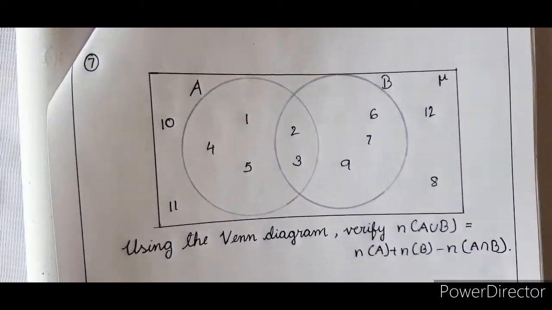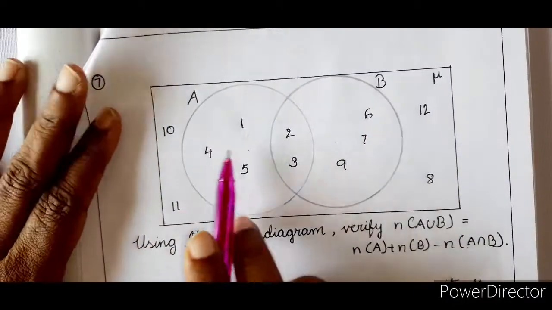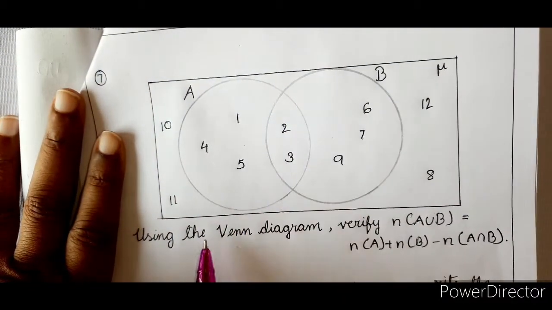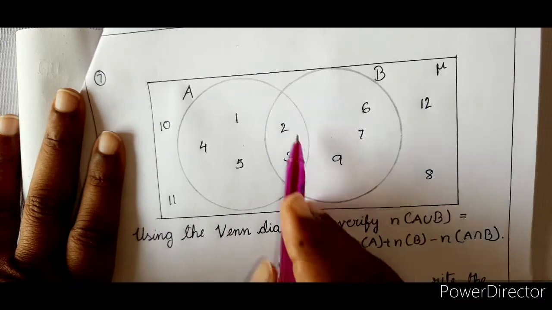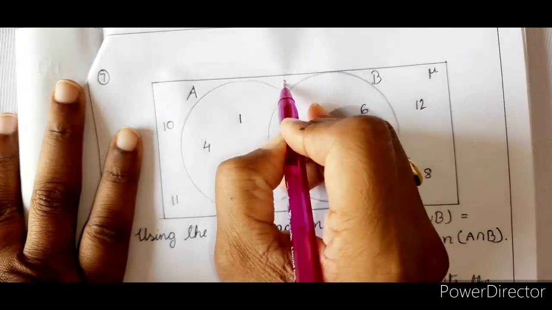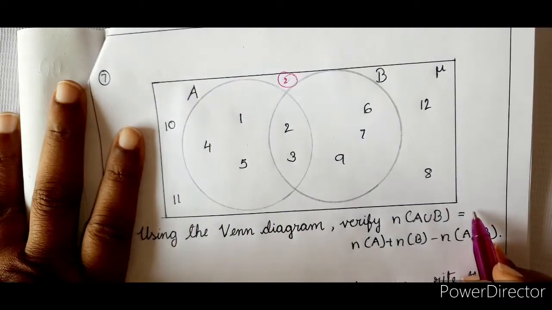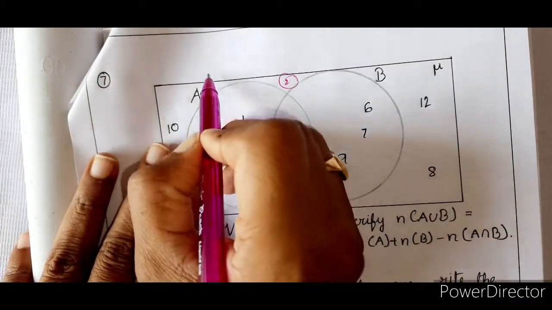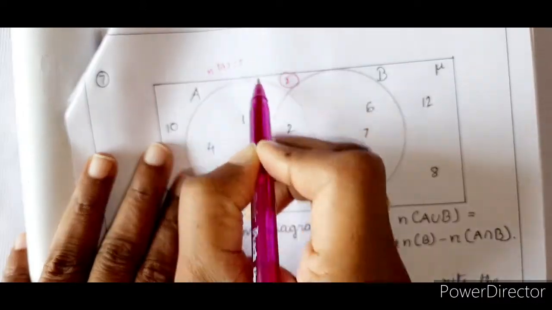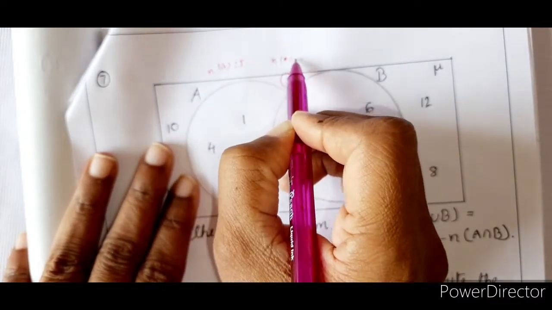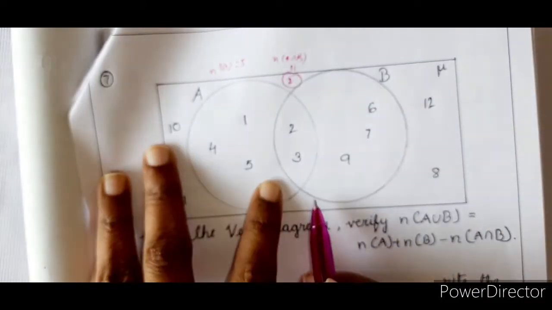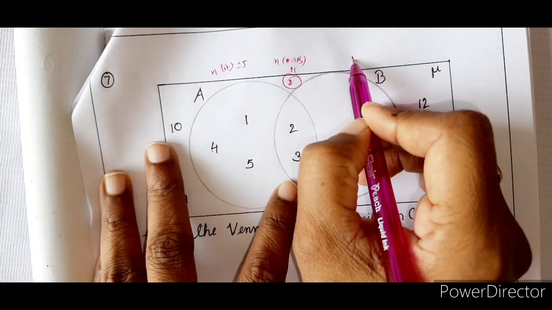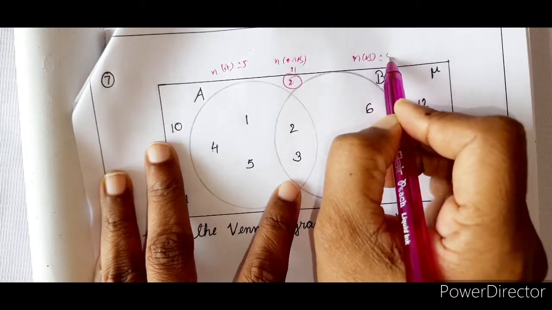Next one. A and B are given with the elements clearly, with intersection being 2, 3. Using the Venn diagram, verify the order of A union B. Here itself I am writing the order of A intersection B is 2. Order of A: 1, 2, 3, 4, 5, so order of A is equal to 5. Order of A intersection B is equal to 2. Order of B: 1, 2, 3, 4, 5, so order of B is equal to 5.